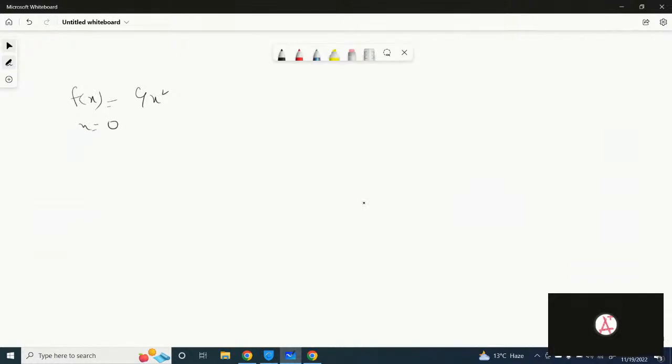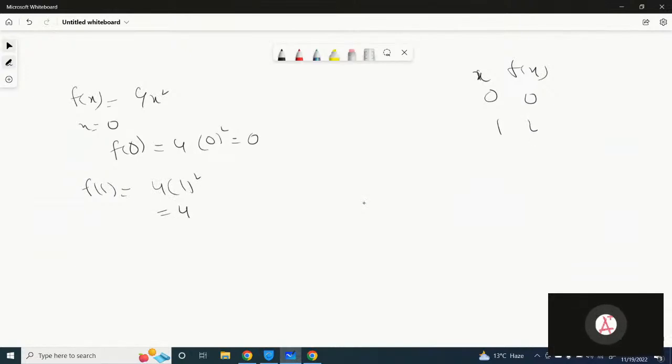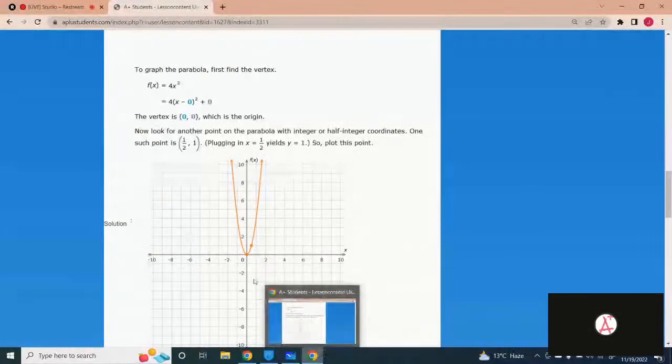So when x equals 0, it would be f of 0, and 4 times 0 squared is 0. That means when x is 0, f of x is 0. When x is 1, it would be 4 times 1 squared, which is 4. When x is 1, y is 4. When x is 2, it would be 4 times 2 squared. 2 squared is 4, and 4 times 4 is 16. Just use these points and plot the parabola on the graph.